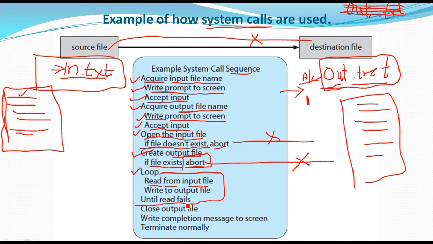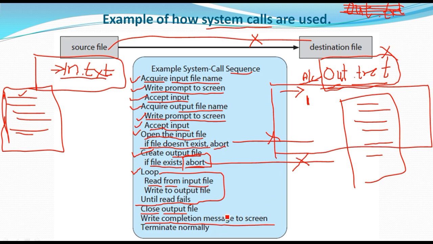When read fails, the loop gets terminated, then close the output file. Okay, write a completion message to the screen. On the monitor screen, print the message that write is completed. So copying the content is completed, right? Then terminate normally. So these are the sequence of system calls.